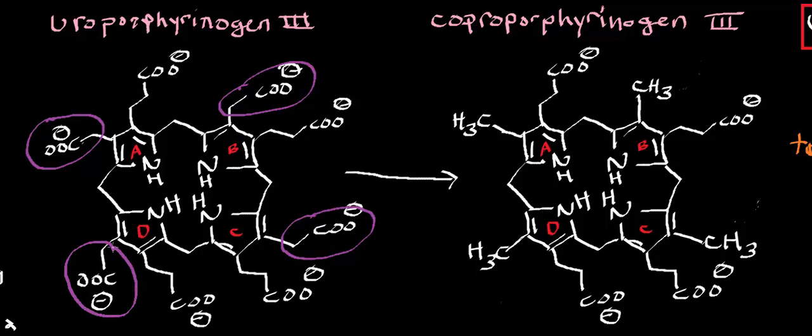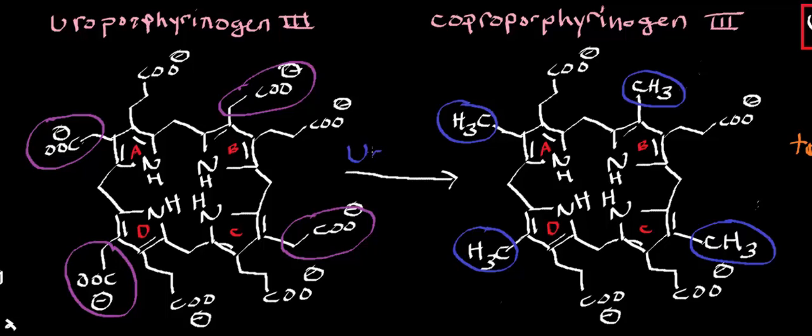In each case here, through the decarboxylation mechanism, which we'll look at, we're essentially going to replace those with methyl groups, which I'll put in blue. So each one of those acetate groups is going to get decarboxylated and turned ultimately into a methyl group as shown in coproporphyrinogen 3. Okay? And this is the enzyme that does it. Oftentimes what you'll see it written as is Uro-D, capital D, and that just stands for uroporphyrinogen decarboxylase.